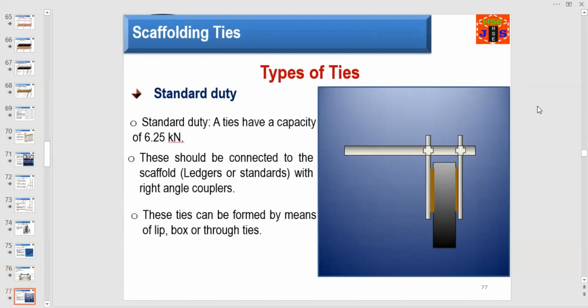Let us start discussing the standard duty ties. Standard duty ties have a capacity of 6.25 kN. These should be connected to the scaffold ledgers or standards with right angle couplers. These ties can be formed by means of lip, box, or through ties. This is the shape of a standard duty tie.